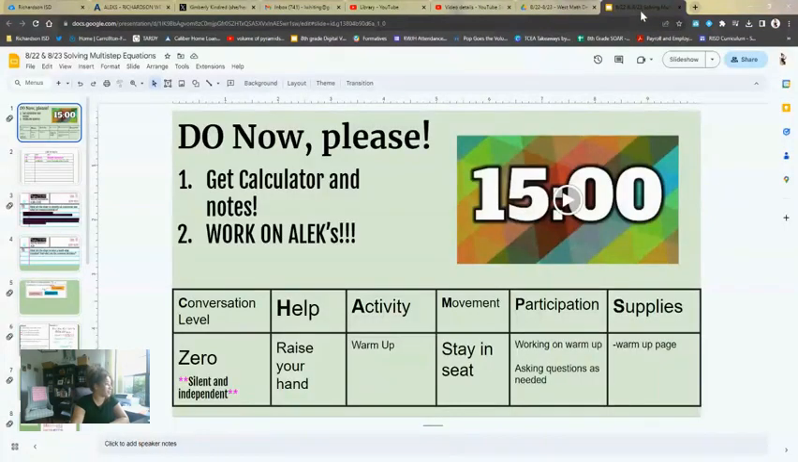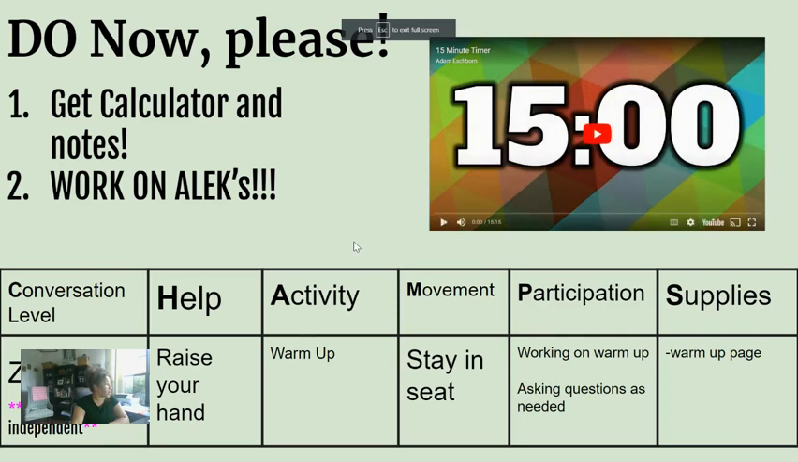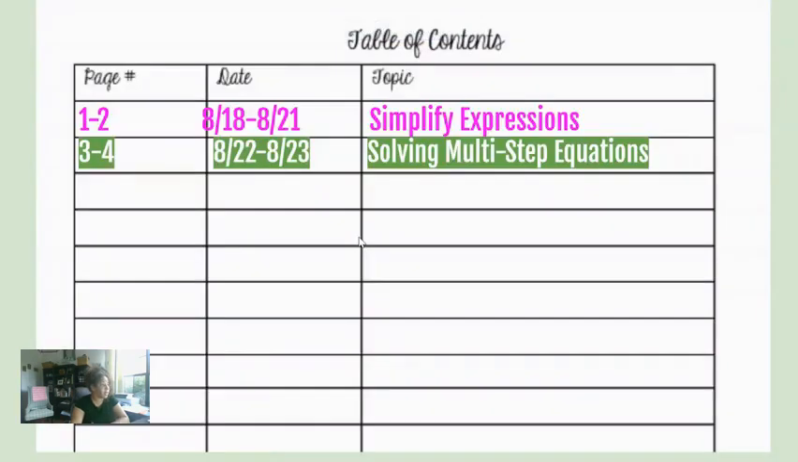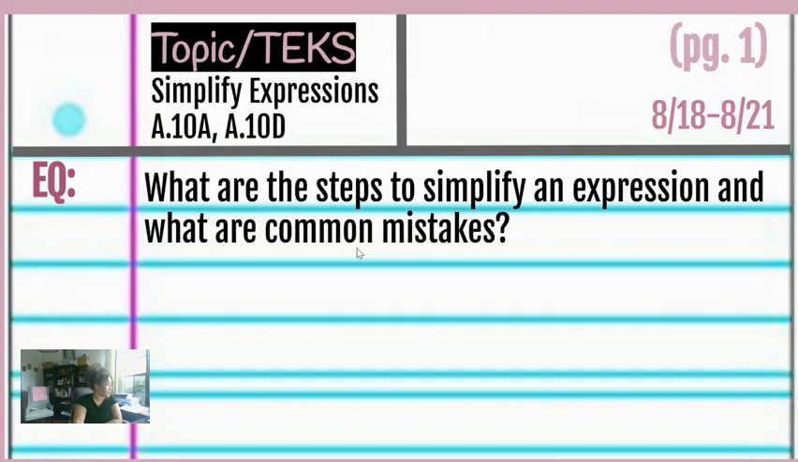All right. So now that we're done with that, we're going to go to our lesson. So it's been 15 minutes past. You're going to put 3, 4, 822, 823, solving multi-step equations. Okay, so we've gone through simplifying expressions, and now we're solving multi-step equations.